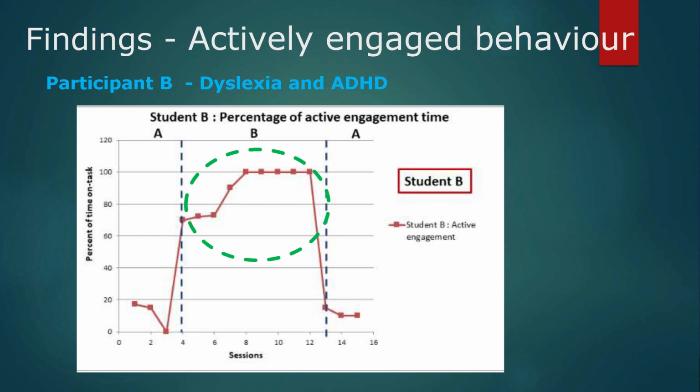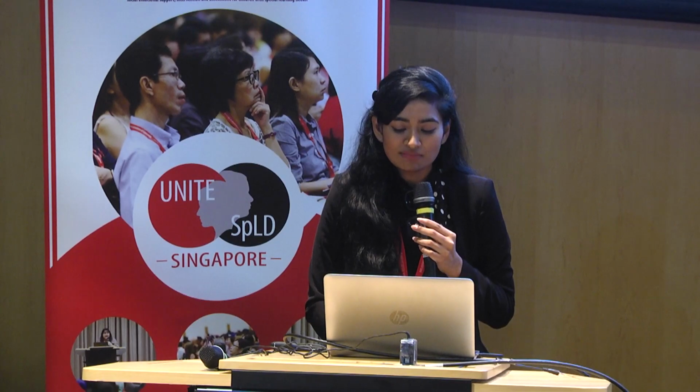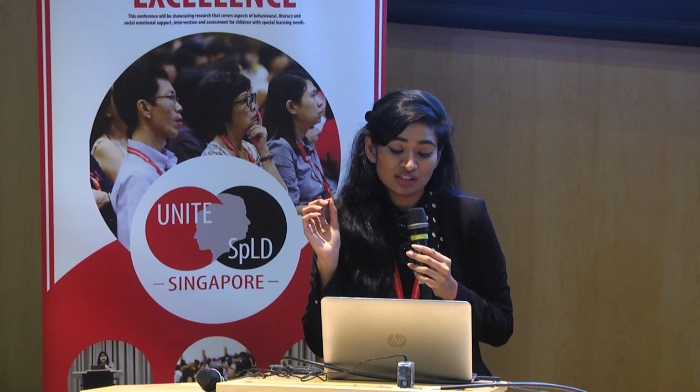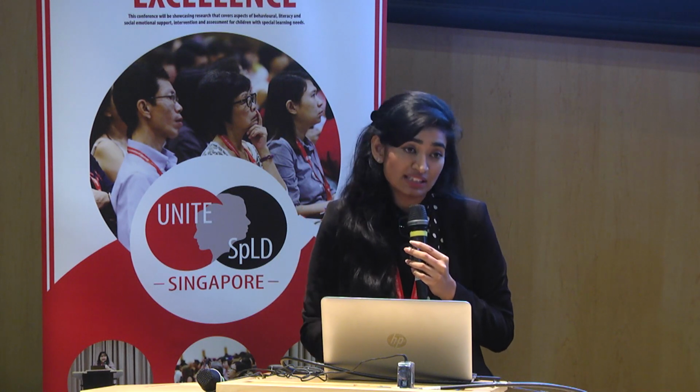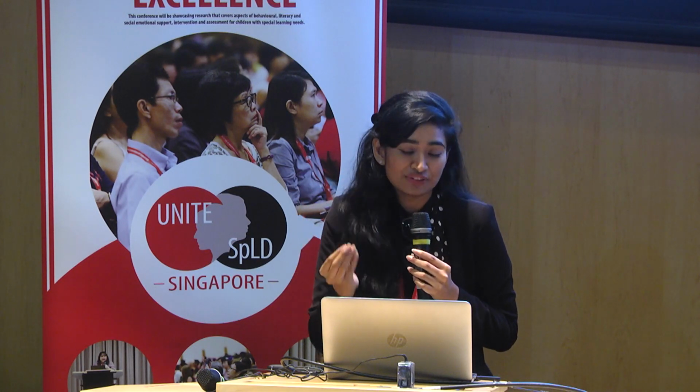Okay, so actively engaged behaviour. Actively engaged behaviour basically means it's the participants' attentive time in the class. And I mentioned earlier that it was broken down further. The on-task behaviour was broken down further into active engagement and passive engagement. So what's the difference? Passive engagement includes looking at the worksheet, listening to the teacher, while active engagement means that you are writing, raising your hand, or answering a question posed by the teacher. So we were looking out for the time that the participant was attentive in class.